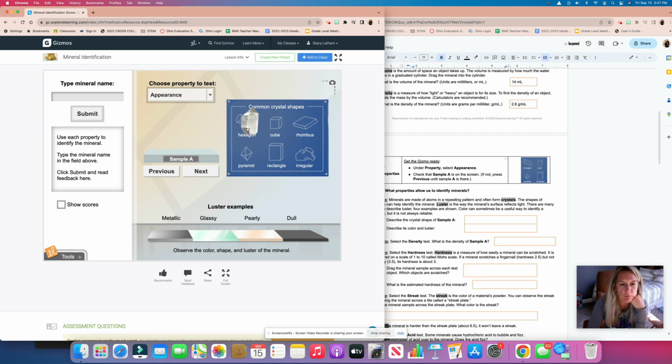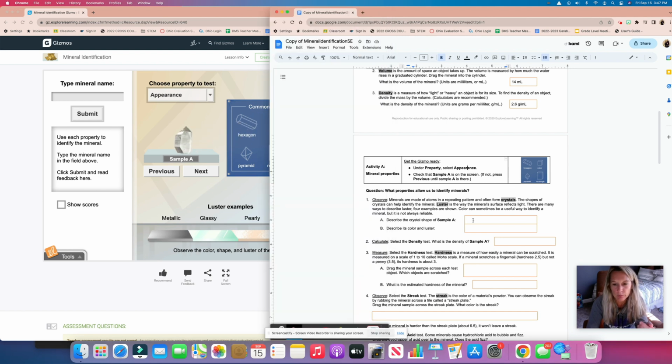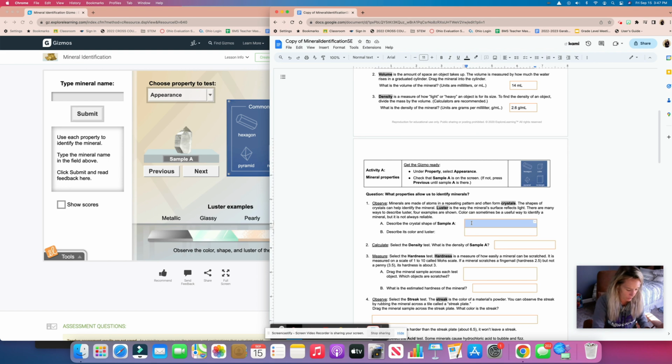So this is probably the hardest thing to identify, but if I had to pick one of these as a crystal of the mineral's crystal shape, if I'm looking at the edges of this, I'm going to go with a hexagon shape. So the crystal structure, we're going to go with hexagon.